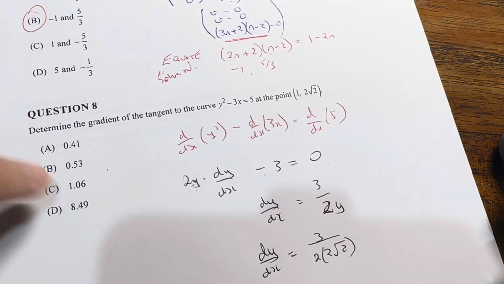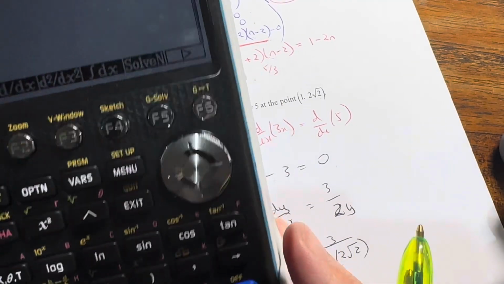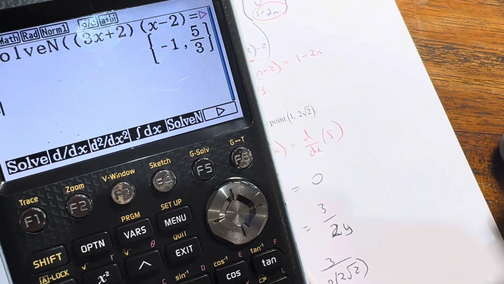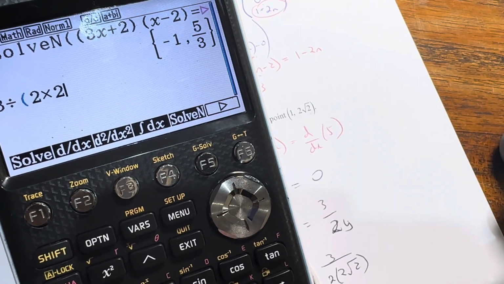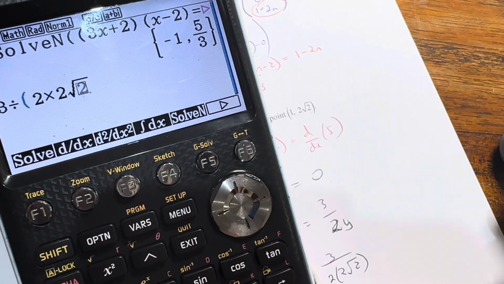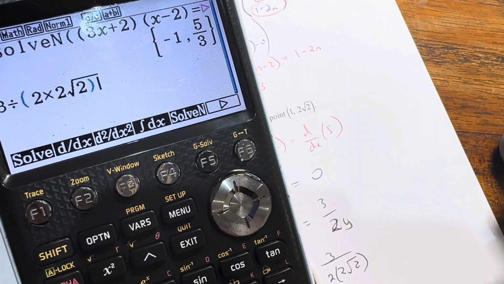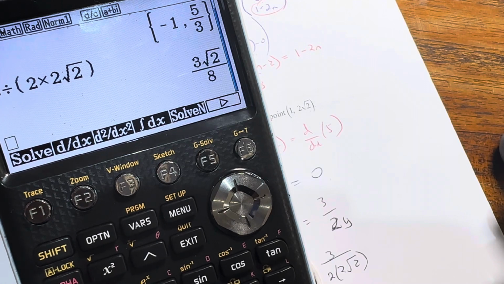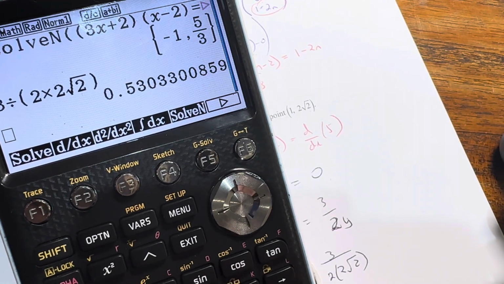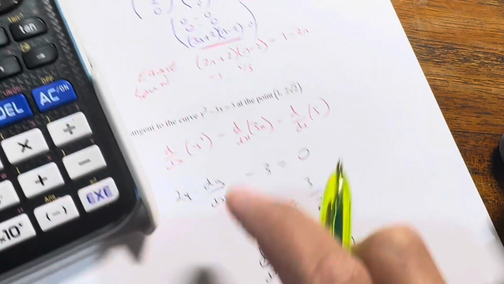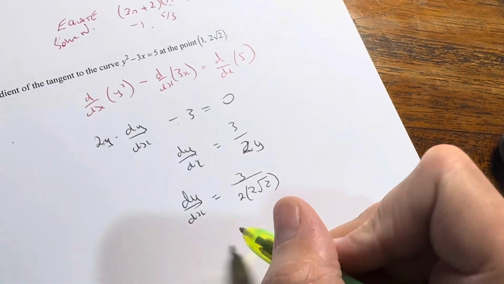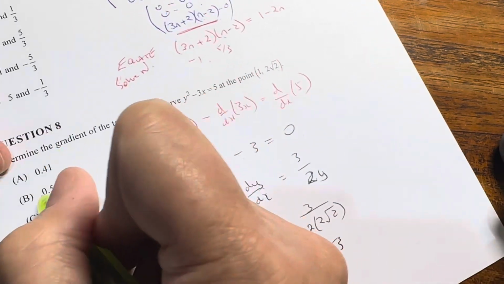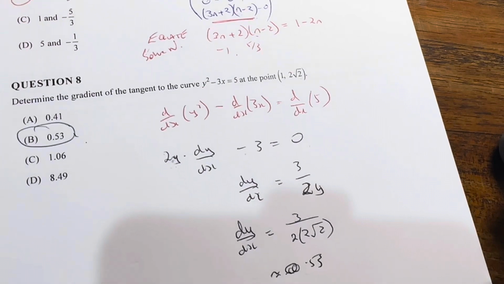All of my options are in decimals, so it's a case of jumping on my calculator and going 3 divided by, in brackets, 2 times 2 root 2, close my bracket. It's going to give it to me in surd form. What's it as a decimal? 0.53. Apologies. So that is B as our answer.